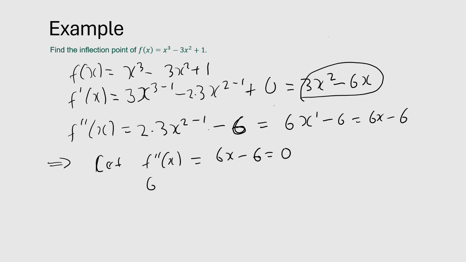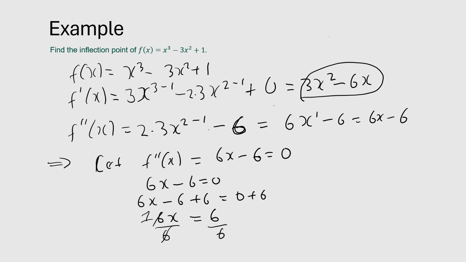Then we solve this. We have 6x minus 6 equal to 0. To solve it, we add 6 to both sides. So 6x minus 6 plus 6 is equal to 0 plus 6. 6x minus 6 plus 6 is 6x, and 0 plus 6 is 6. So we have 6x is equal to 6. Then we divide both sides by 6. 6 goes into 6 once, so we have 1x is equal to 1. 1x is just x, so x is equal to 1.